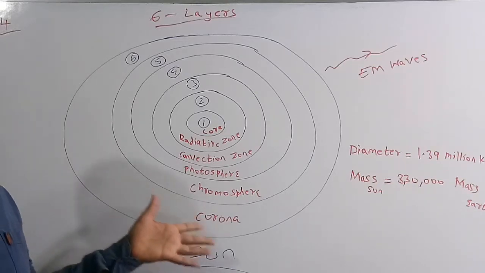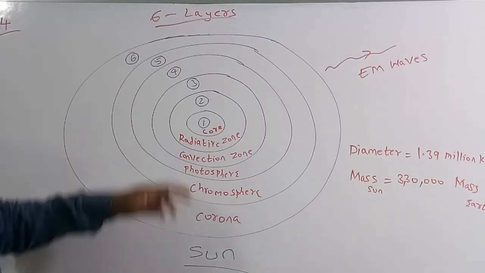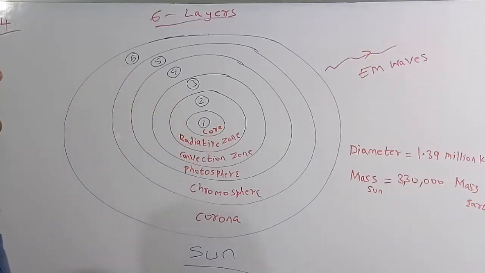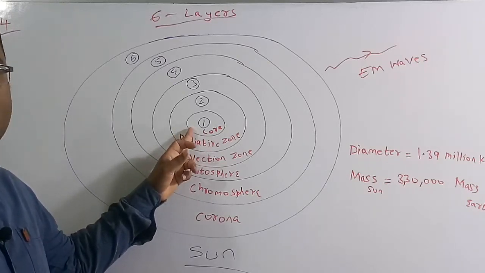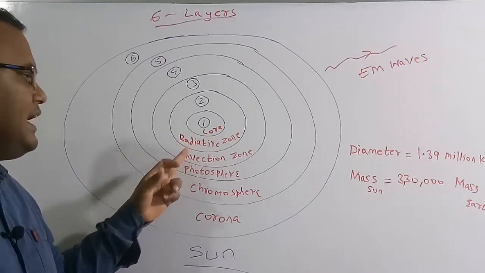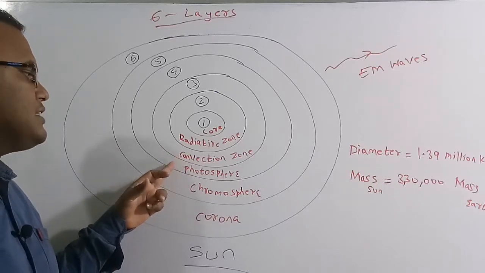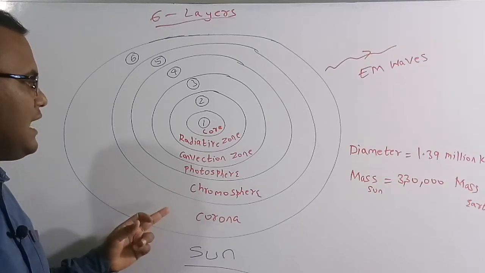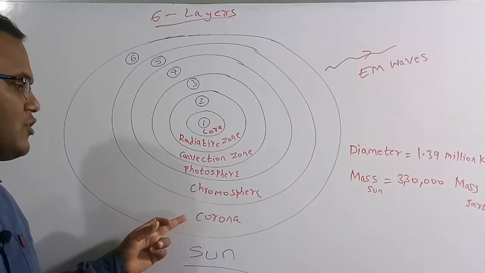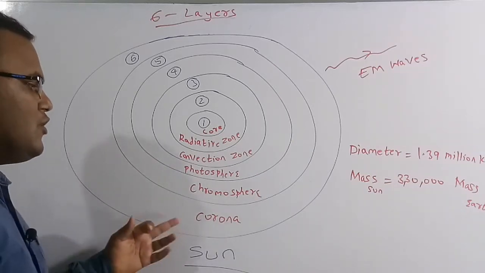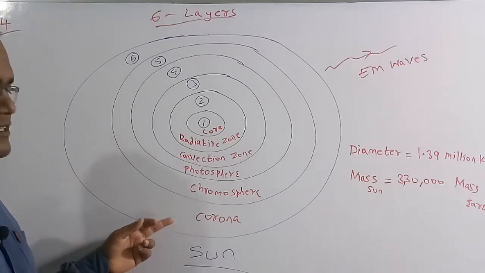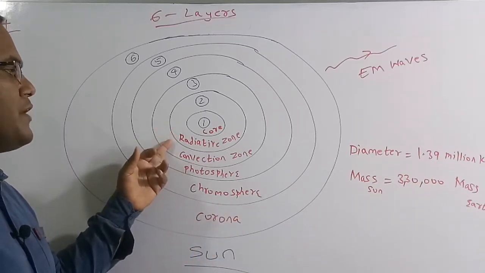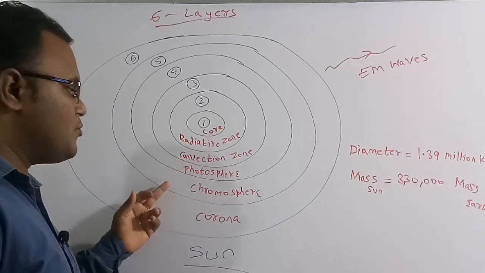So this is the sun. The sun has 6 layers. The first layer is called the core, the second layer is the radiative zone, the third layer is the convection zone, the fourth layer is the photosphere, the fifth layer is the chromosphere, and the last, outermost layer is called the corona. So here in the question they asked what is the outermost layer of the sun. That layer is called the corona.